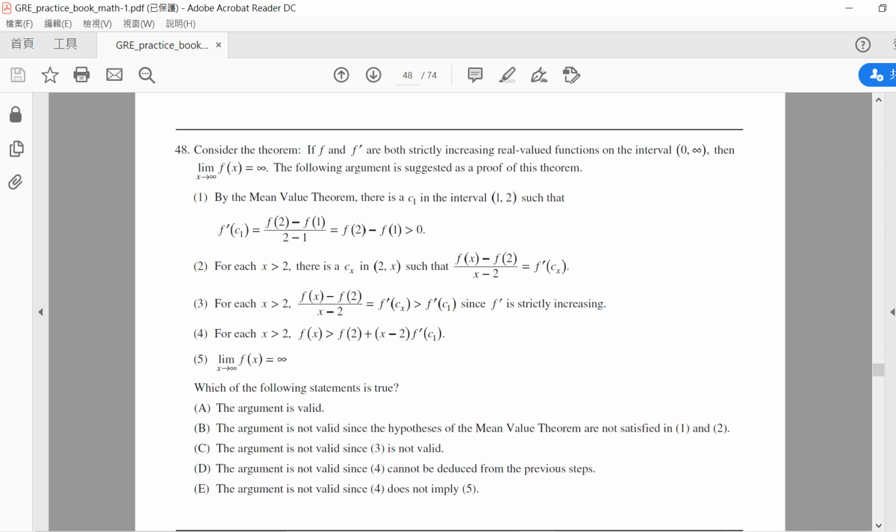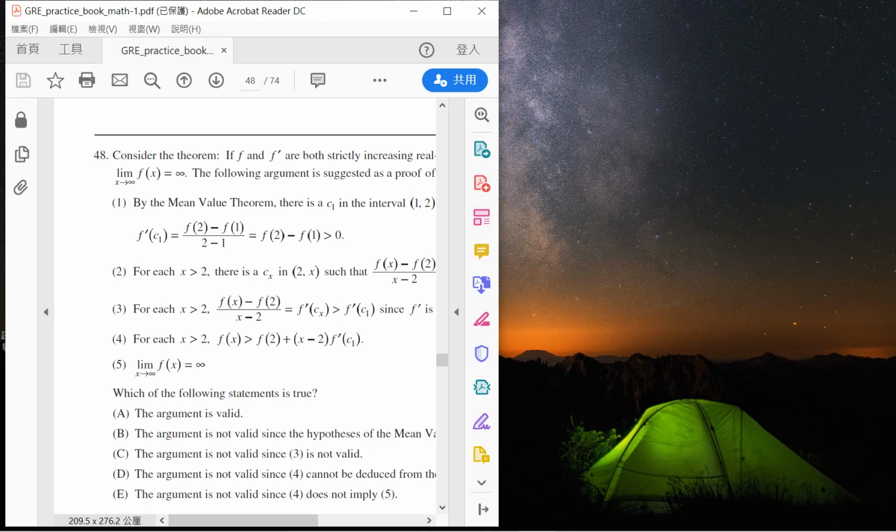So I will leave the mean value theorem proof and the exact statement for you guys. But yeah, this problem is just correct. So don't be so suspicious.